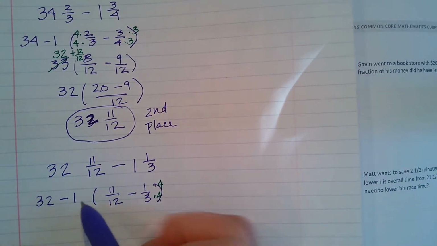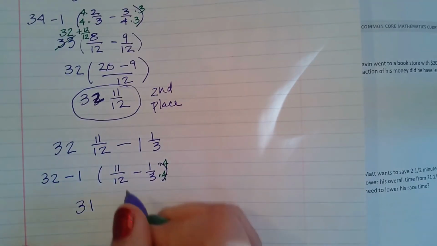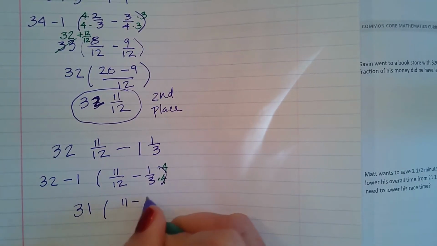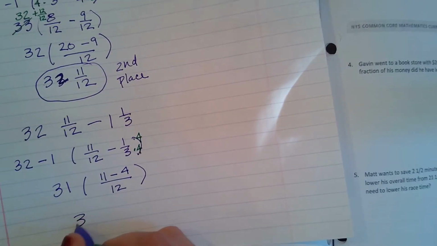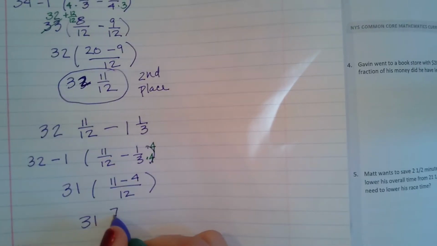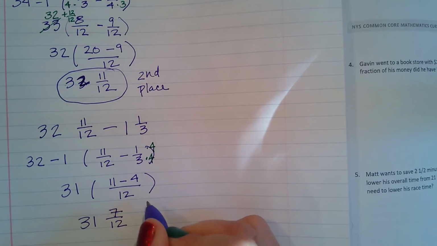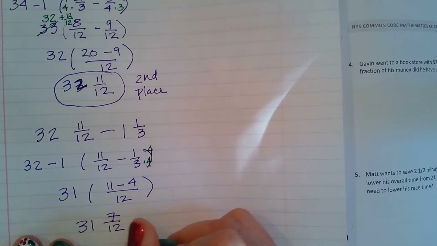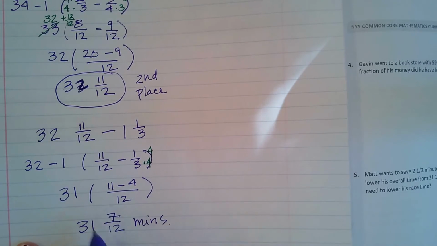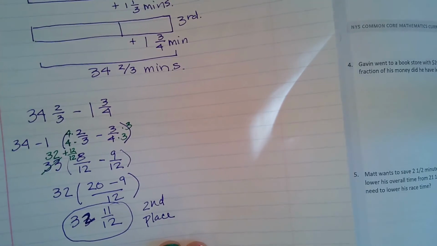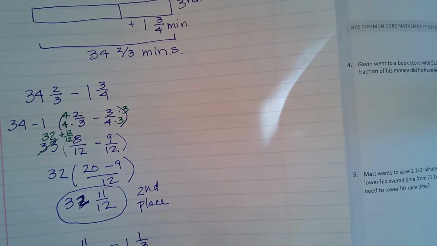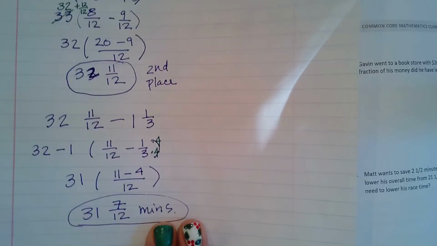So now 32 subtract 1 is 31. And we have 11 minus 4 over 12, right? So we have 31 and 7/12. So we have 31 and 7/12 minutes. Now the winner's time is 31 and 7/12 minutes.